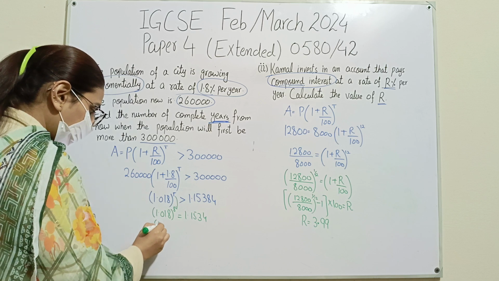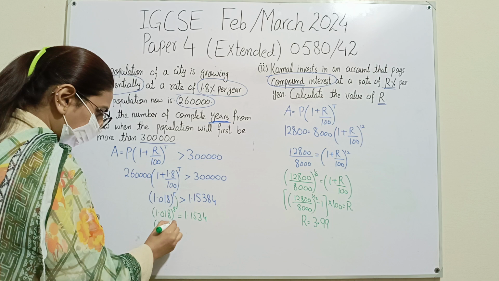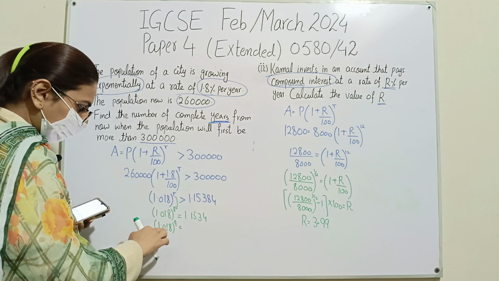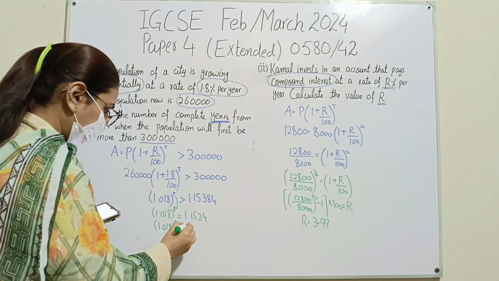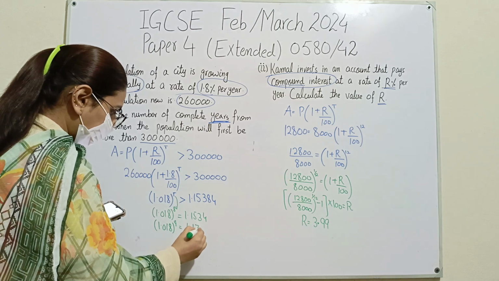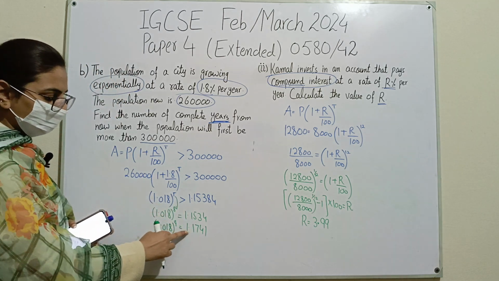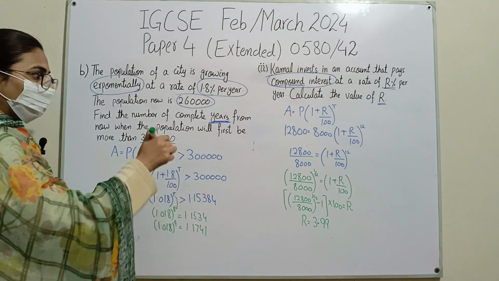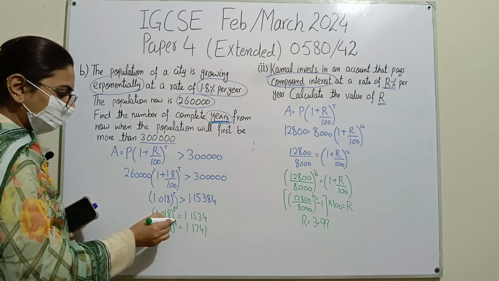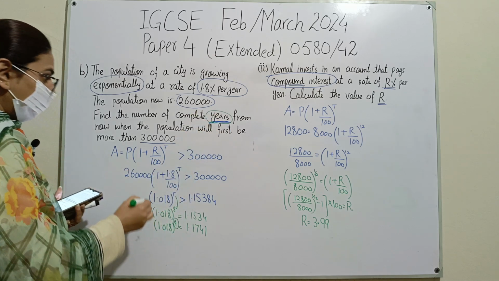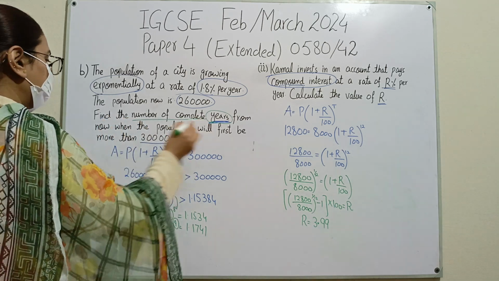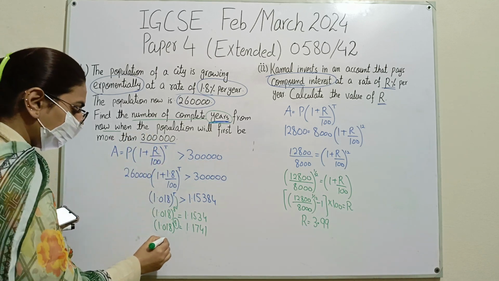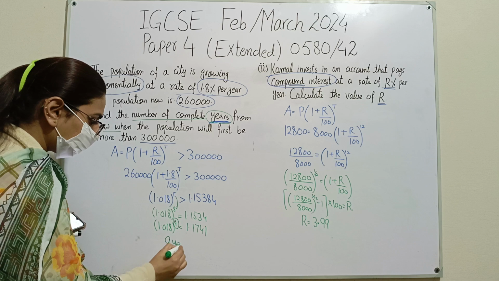Now increase the value: 1.018 power 9. Here I am taking the value of t to be 9. While putting 9 over here and solving this on the calculator, you will have the value 1.1741, and it is quite clear that 1.1741 is greater than this one. So what is the number of complete years? That is 9. So you can say that the total number of complete years from now, when the population will first be more than these 3 lakhs, will be 9 years.